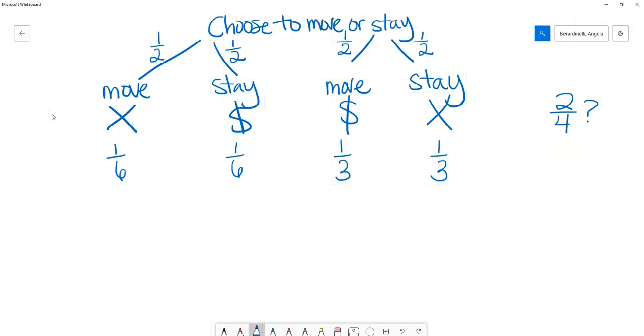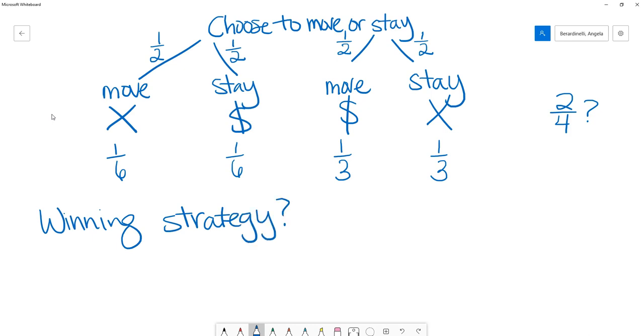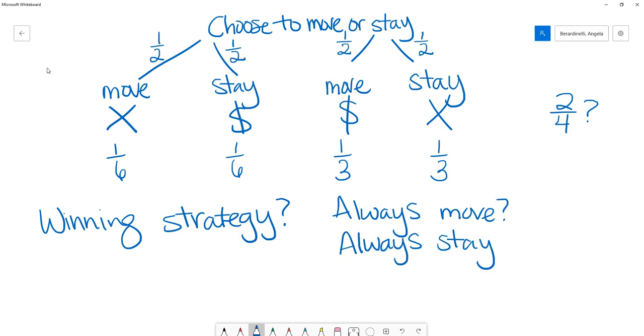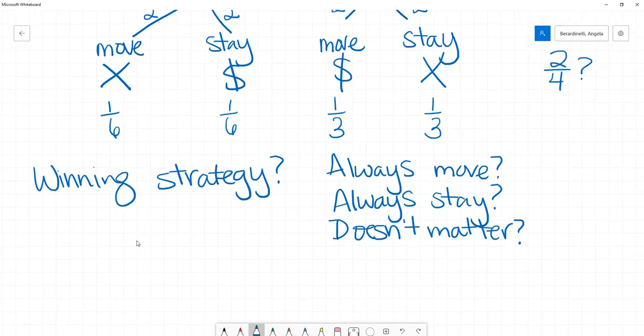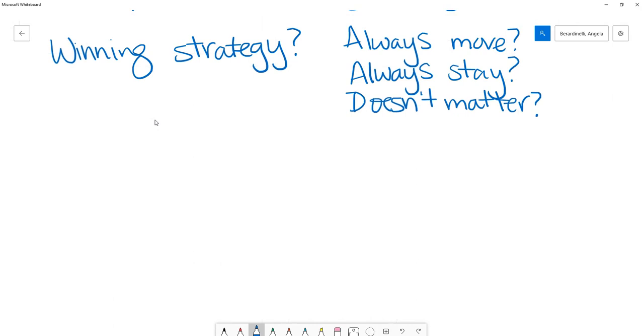Now the question in the Monty Hall problem is, what is the winning strategy for your second choice? The first one is always going to be random. But is there a way to increase your chances of winning at the second step? So should I always choose to move, always stay? What is the ideal strategy for winning? Maybe it doesn't matter. So this is similar to some computations that we saw at the very end of the last module. These are conditional probabilities.